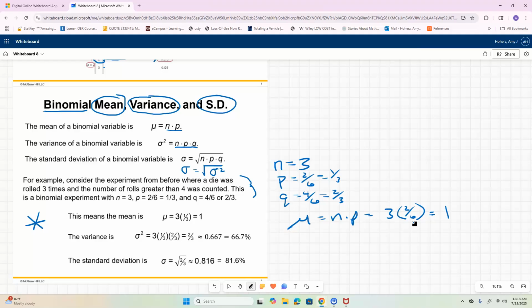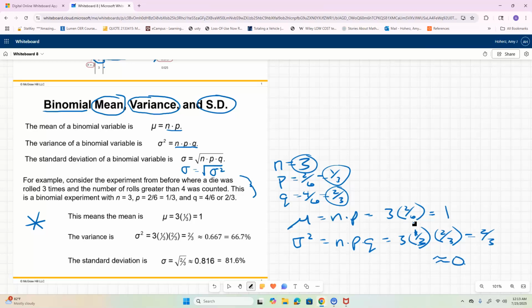The variance is just n times p times q again. And that would be 3 times 1/3 times 2/3. So n times p times q. And that comes out to be 2/3, which we could leave alone as 2/3, or we could say it's approximately 0.667, or we could say it's 66.7%.